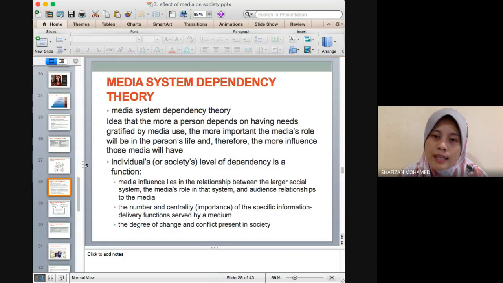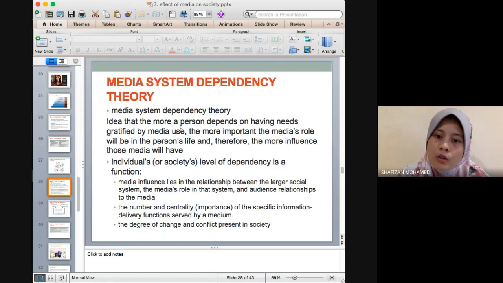So this theory says that the more a person depends on having needs gratified by media use, the more important the media's role will be in the person's life, and therefore the more influence those media will have. It talks about media dependency. How much does one person depend on the media? It depends on how much we are gratified by our media use. Remember, we already used the theory, media uses and gratification.